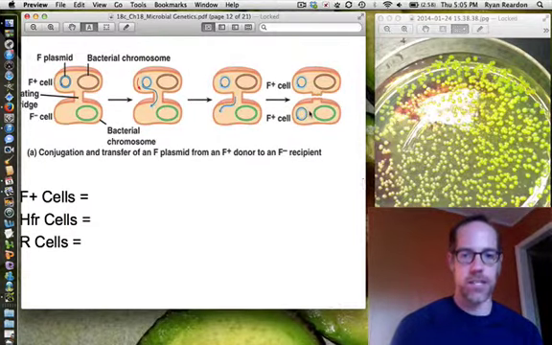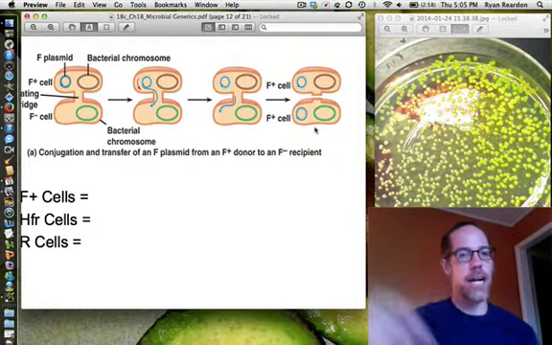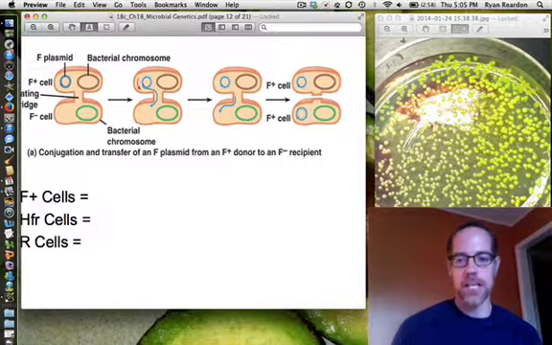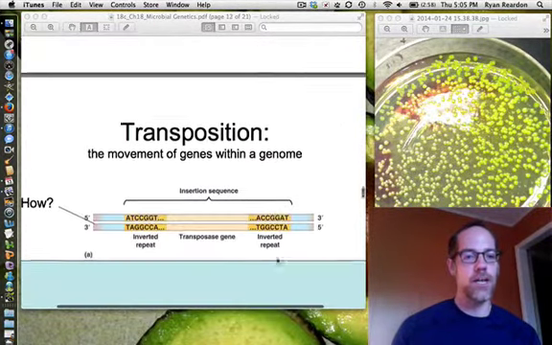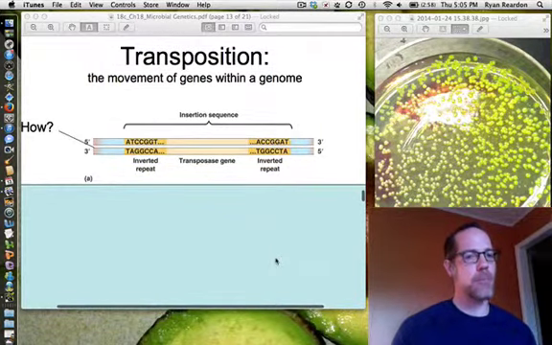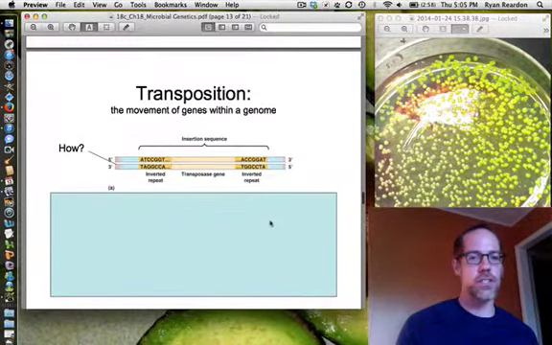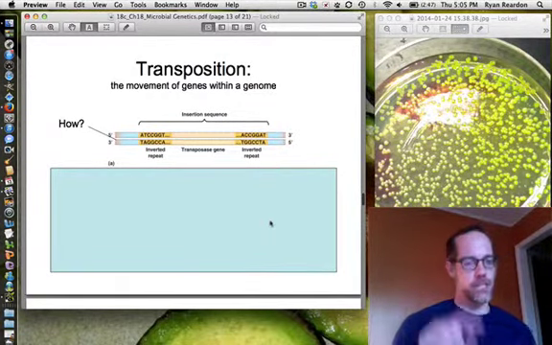Pretty interesting stuff. And again, that's going to be sort of the back end message later when we finish this talk. Moving on, you guys. Transposition. This is pretty interesting. What I'm talking about here is our jumping genes. So transposition is essentially copy and paste.